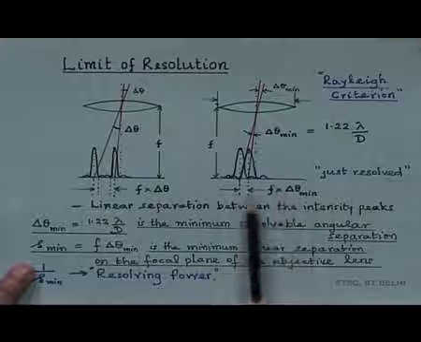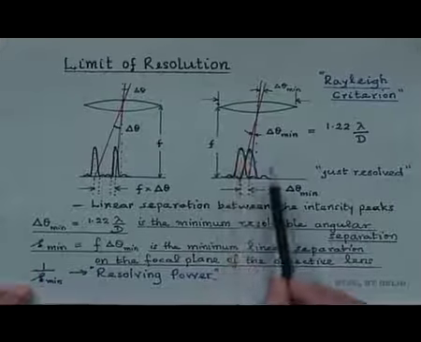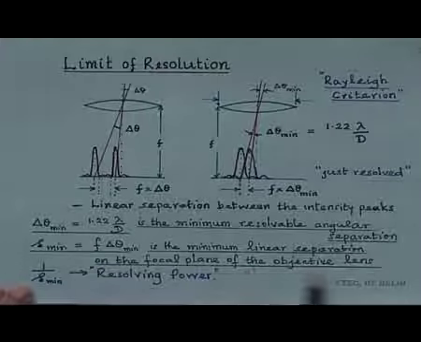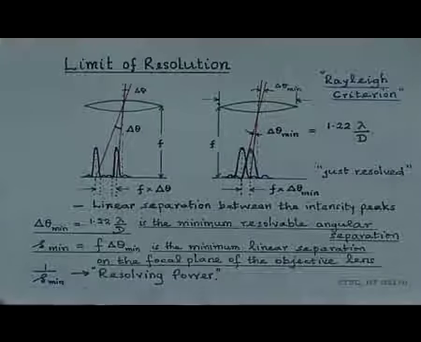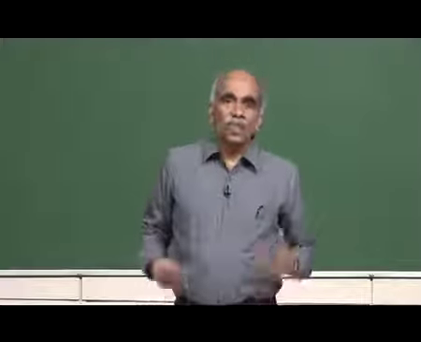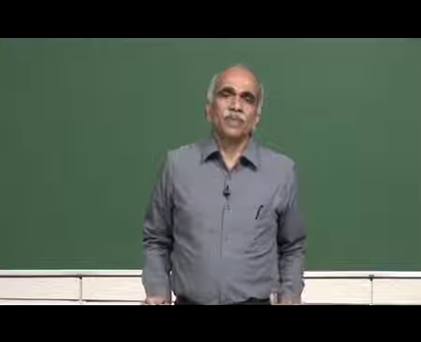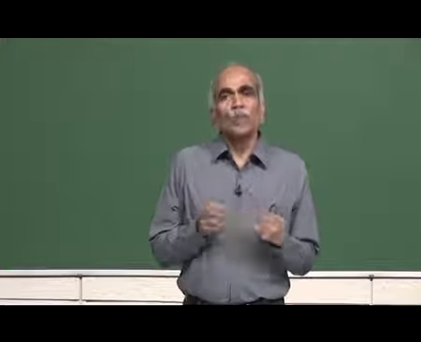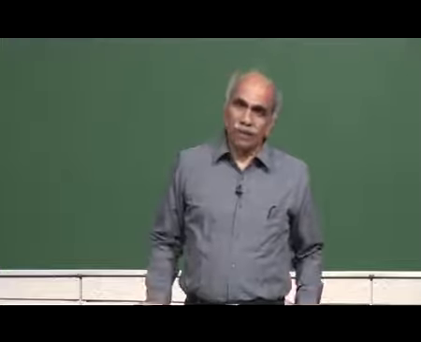Delta theta minimum will give the separation between the two peaks, which is the minimum linear separation on the focal plane of the objective lens, and 1 by S minimum is called the resolving power. In optical imaging systems, the resolving power is the inverse of the smallest separation between two objects which are just resolved. If S minimum is the smallest separation between two objects which are just resolved, then 1 by S minimum is called the resolving power.